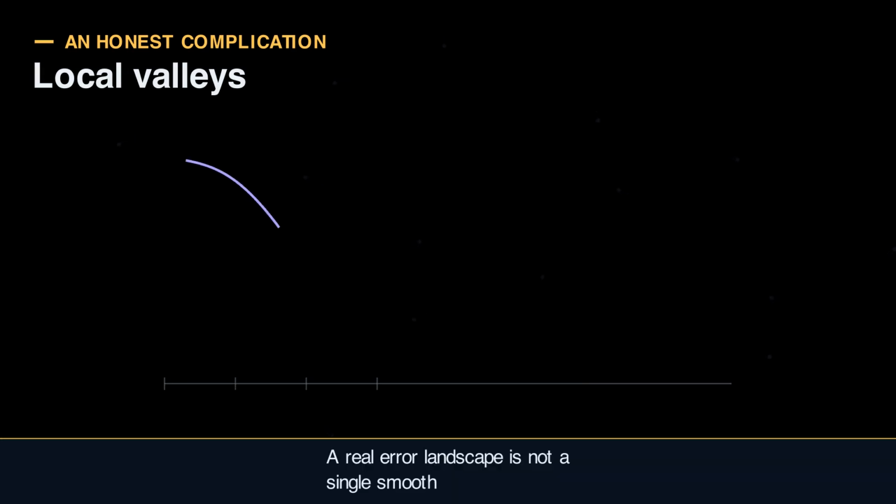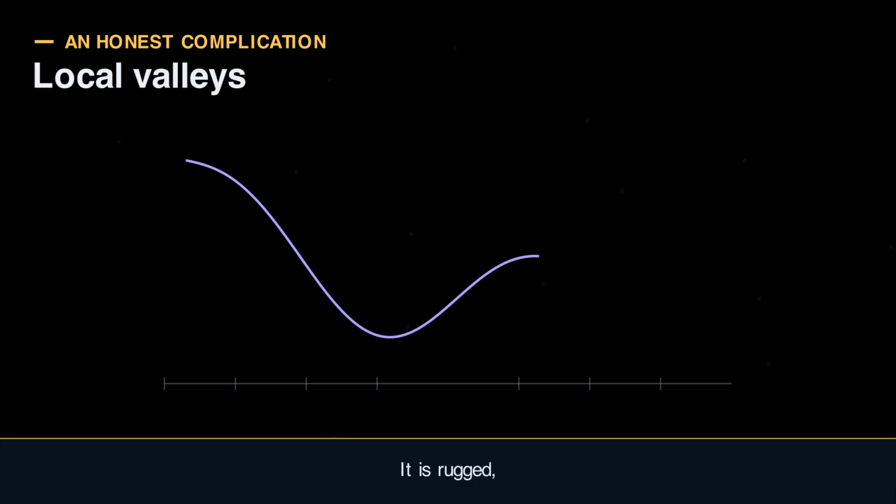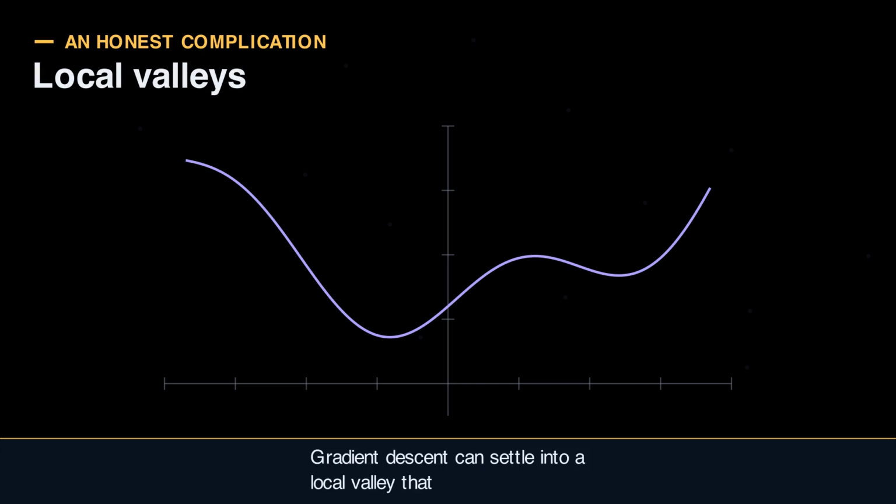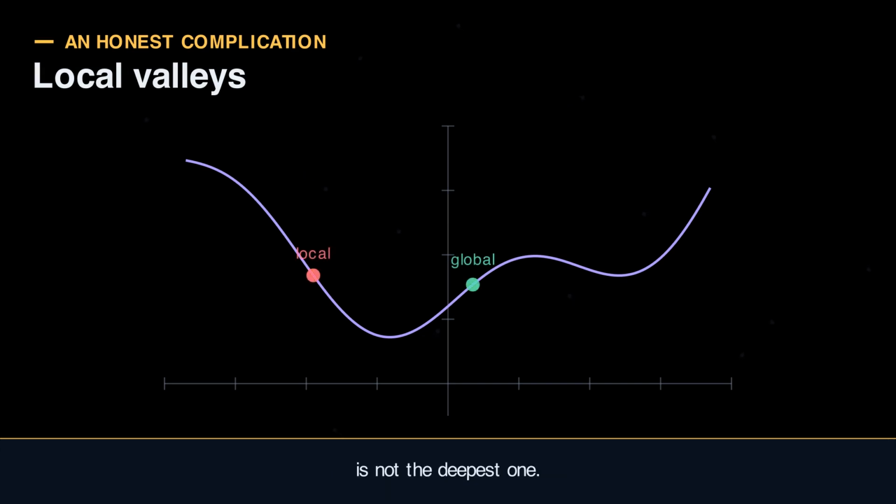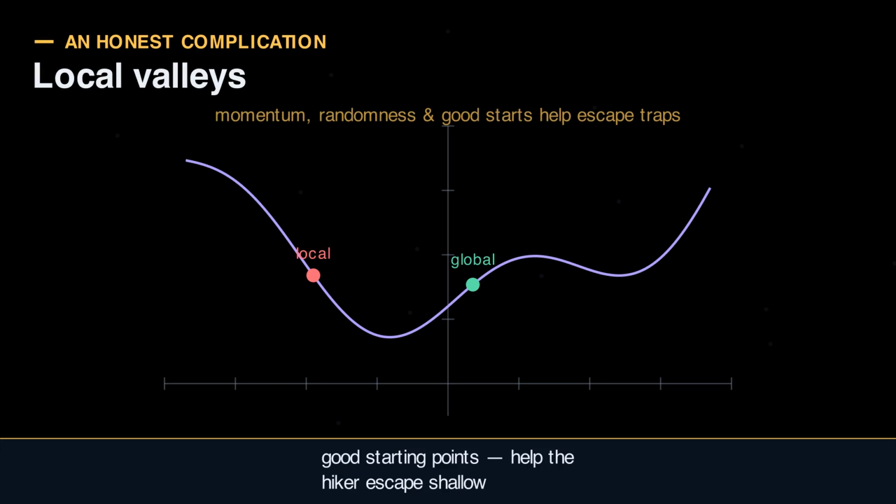One honest complication. A real error landscape is not a single smooth valley. It is rugged, full of dips and dents. Gradient descent can settle into a local valley that is not the deepest one. In practice, clever tricks, momentum, randomness, good starting points help the hiker escape shallow traps and find a good low place.